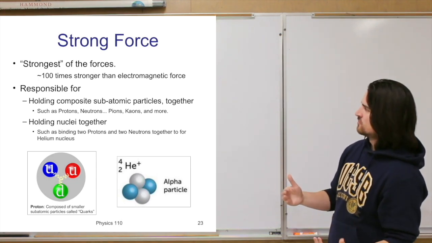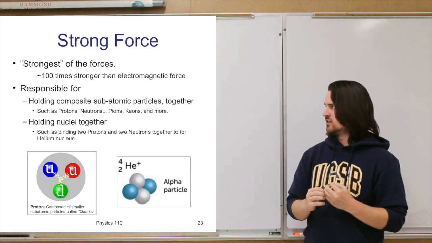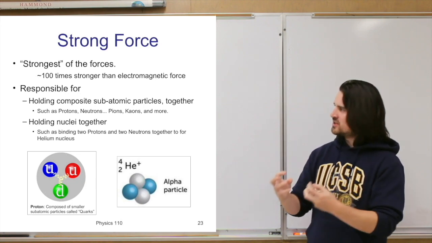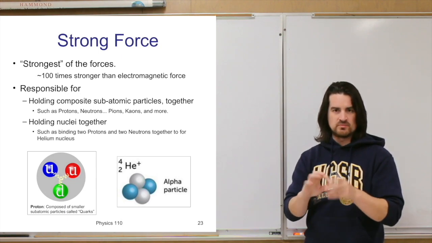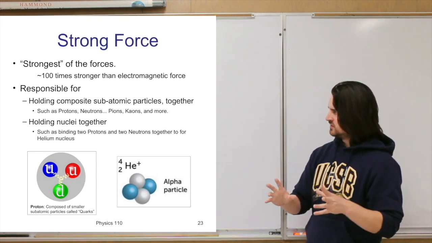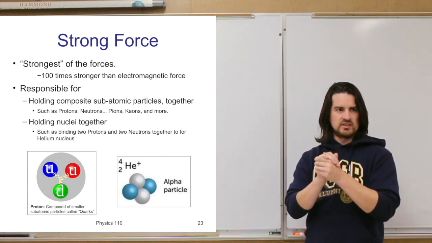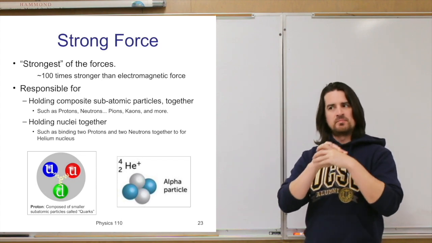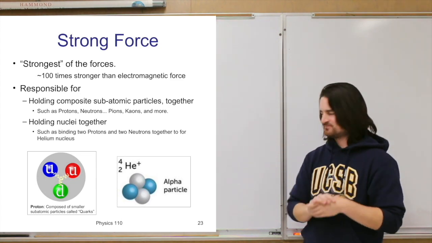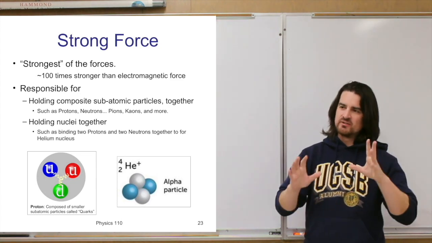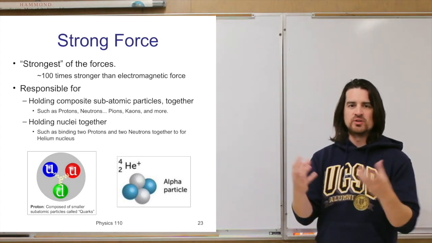So the strong force is responsible for holding things together at that subatomic scale. It holds together the things that are composite at that level, meaning the things that are made up of even smaller things. As it turns out, protons and neutrons, which we've largely talked about as being a unit, a fundamental thing, are actually made up of smaller things. Those smaller things are called quarks. We're not really going to talk about those, but just know that they are smaller, and they're what you build a proton out of.